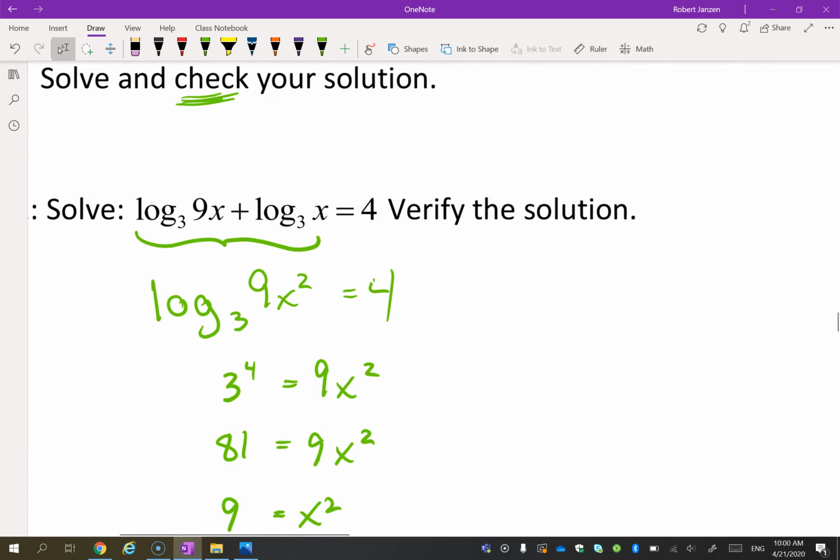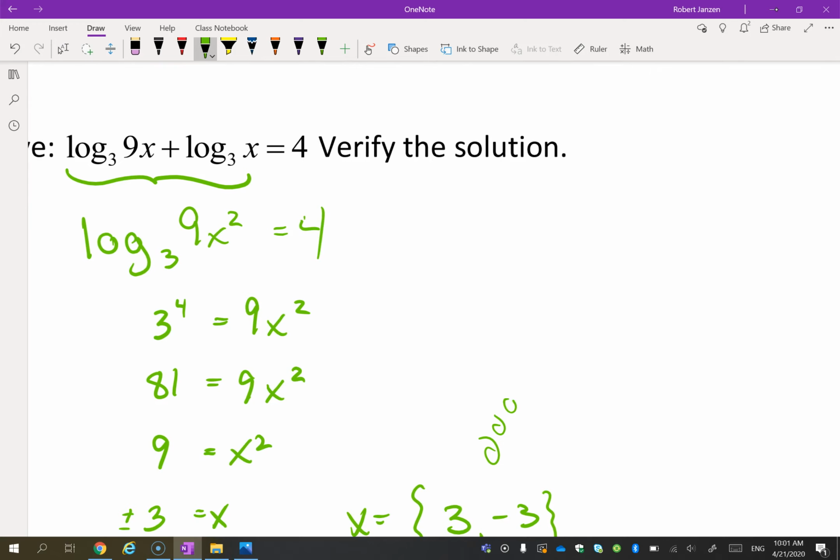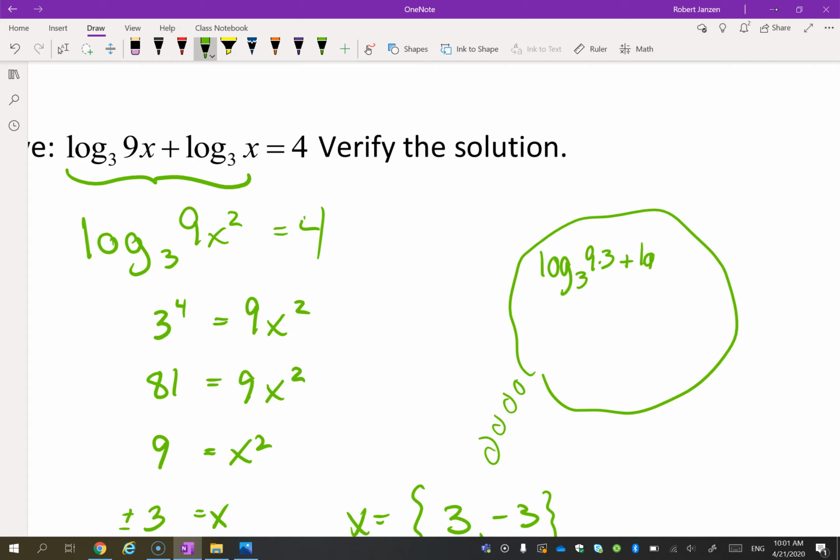Well, how would I check? I don't expect you to have to write this out, but what you're doing is saying, if I put those values back into the equation, is this okay? 9 times 3 plus log. I'm not even checking to see if it actually equals 4. I'm seeing if this is okay to do. Well, can I figure out log base 3 of 27? Yeah, 3 to what power is 27? 3. Can I figure out log base 3 of 3? 3 to what power is 3? Yeah, it's 1. This is okay.